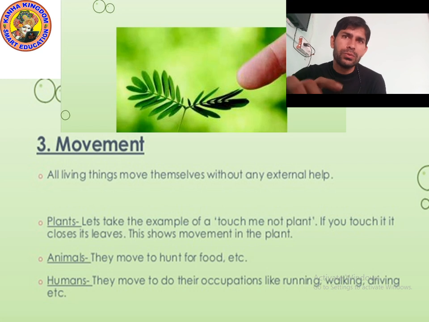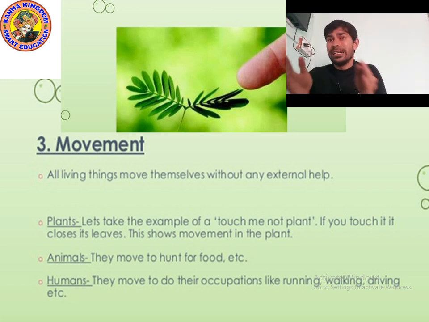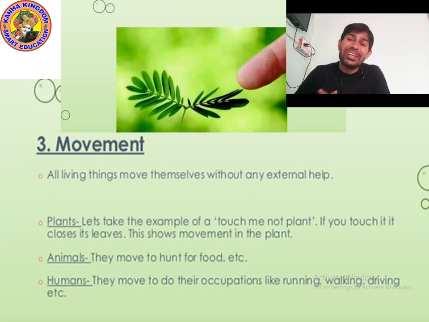Can you see the picture of the plant? What is the name of this plant? Can you tell me? The name of this plant is touch me not plant. So when you touch the leaves of this plant, what happens? You might have seen that its leaves start contracting.